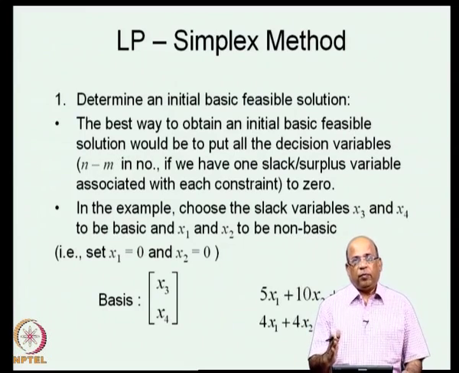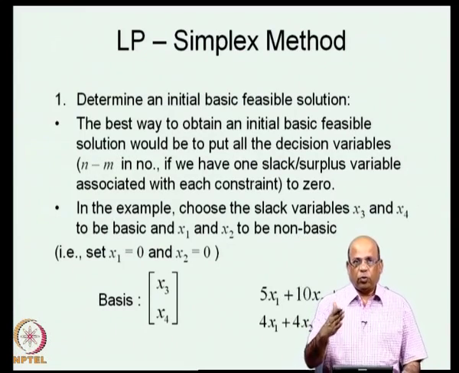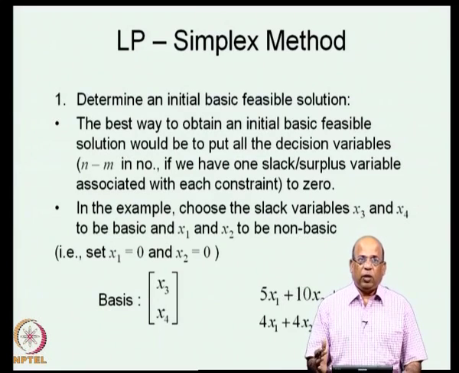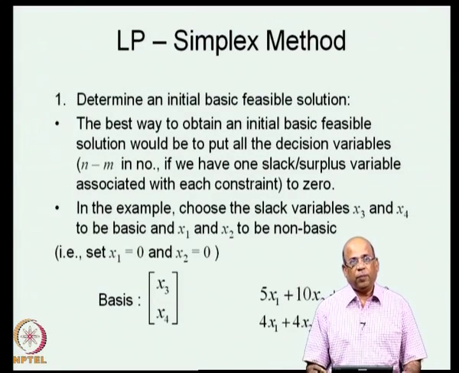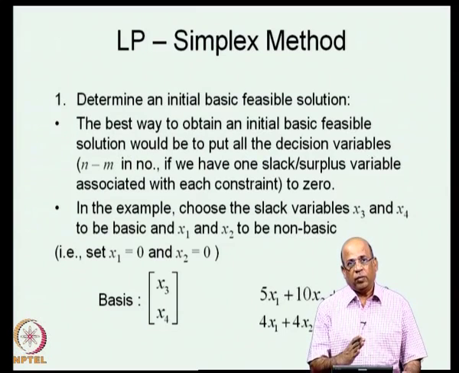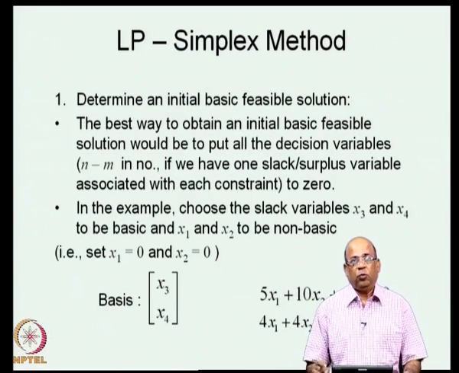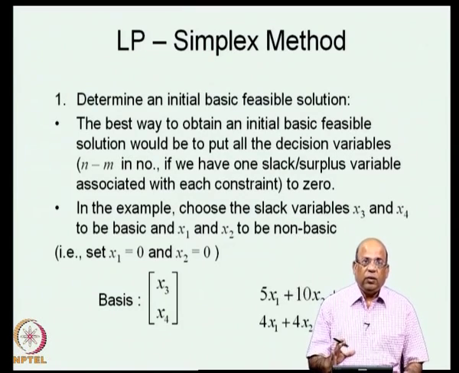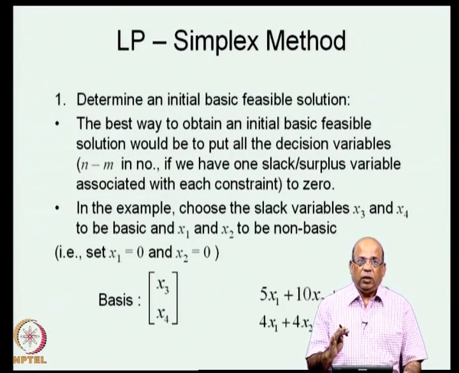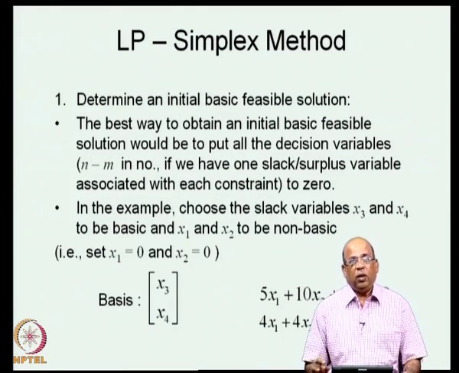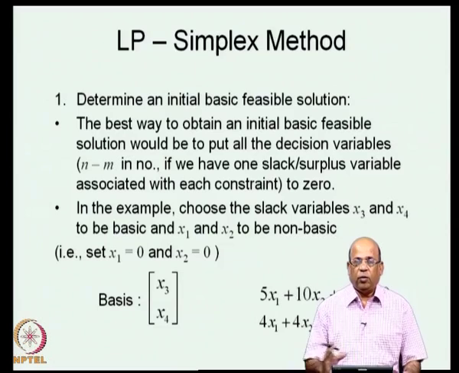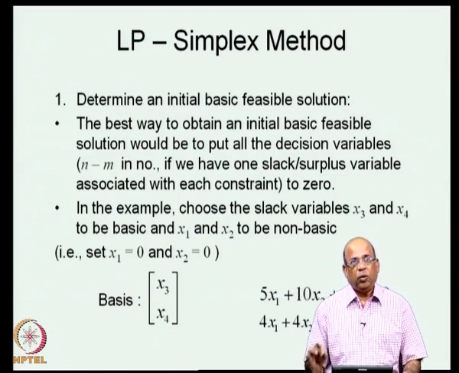In most of the problems where you have one slack variable associated with each of the constraints, the easiest way to obtain an initial basic feasible solution is to set the original variables to 0. In this particular case, the original variables were x1 and x2. So, set x1 and x2 equal to 0, which means you are essentially starting from the origin, which was point O. So, the initial basic feasible solution is obtained in most cases by setting the original variables x1 to xn to be 0.